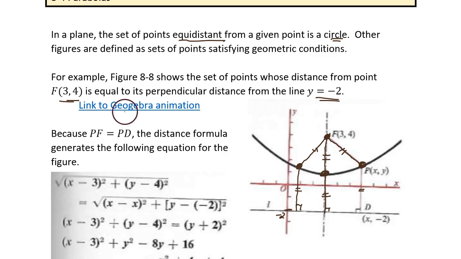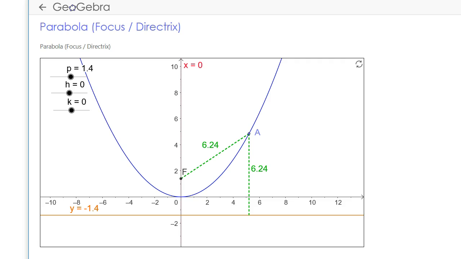On the internet, there's a GeoGebra animation that allows us to explore parabolas a little bit. Let me click that link. Here's the dynamic animation of a parabola. This is better than that drawing we were just looking at because we can manipulate things. Here's point F. This dot right here is the vertex of the blue parabola, and the orange line is a horizontal line. We're later going to learn that's called the directrix line.